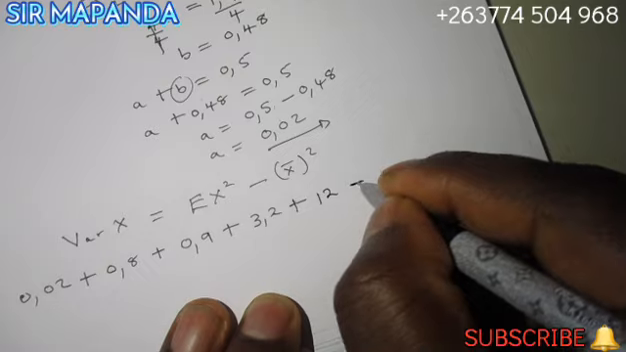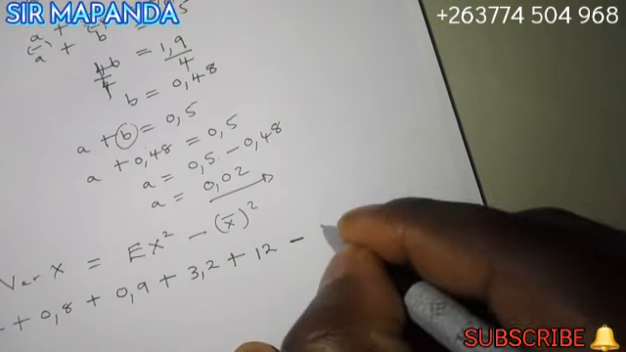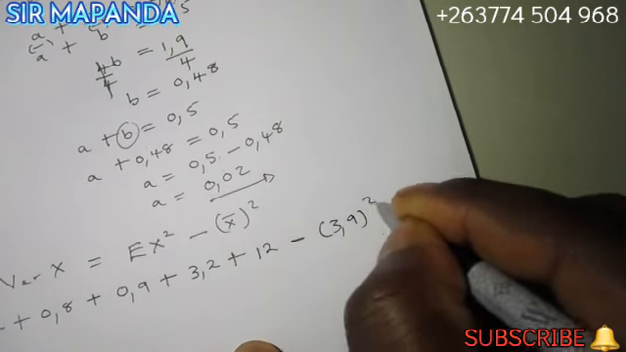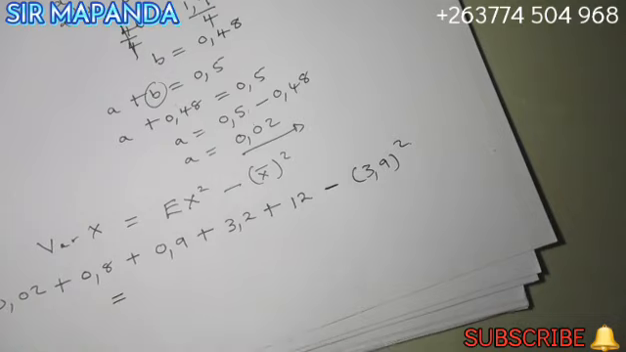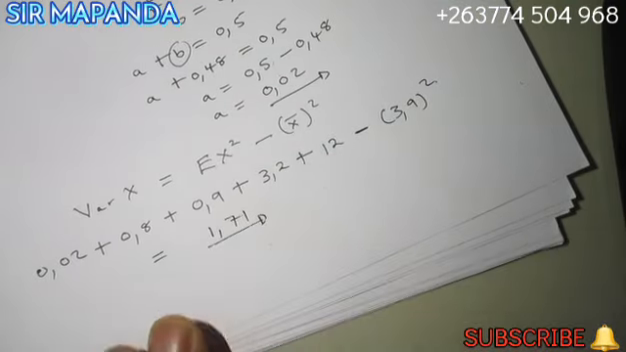Then you put a minus. So remember the mean was given already as 3.9. So I'm going to subtract 3.9 squared. So this can be punched directly in your calculator. 0.02 plus 0.8 plus 0.9 plus 3.2 plus 12 minus 3.9 squared. You get 1.71. And this is your variance answer. I hope you are following. So I want you to stay tuned as we move on to question number 5.